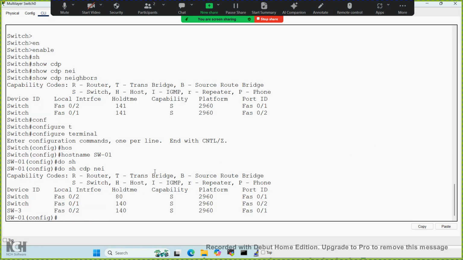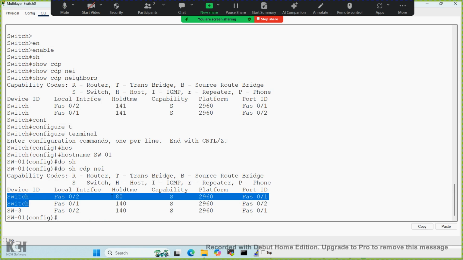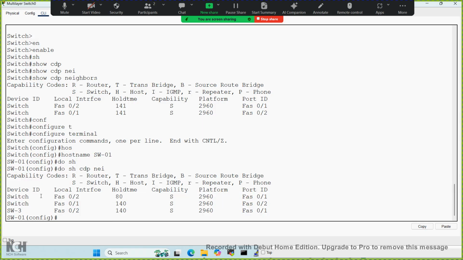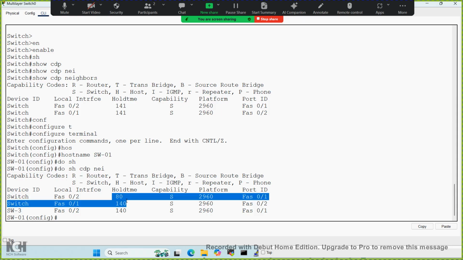It is being updated yet, since this name is still in its cache because of the hold time. It will keep this name for the whole hold time. After that time finishes, it will update the new name.